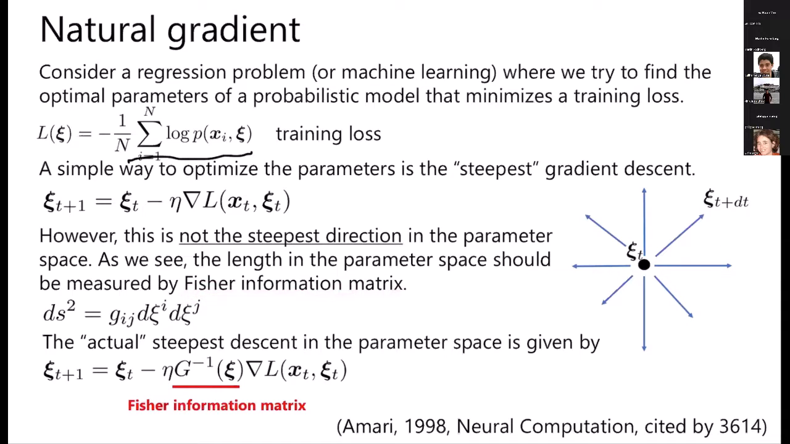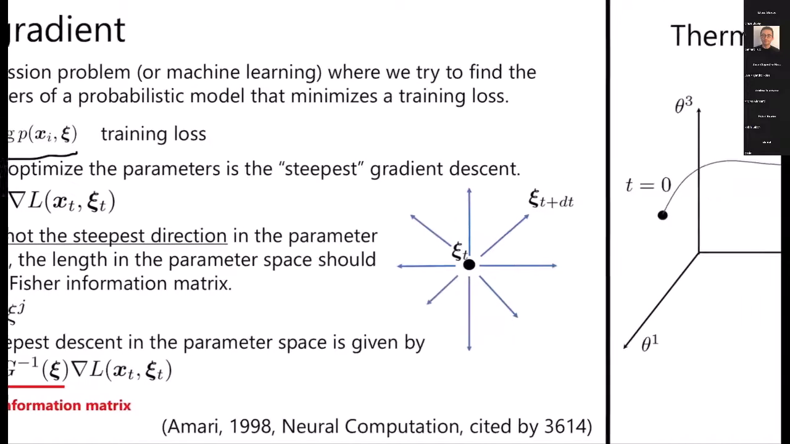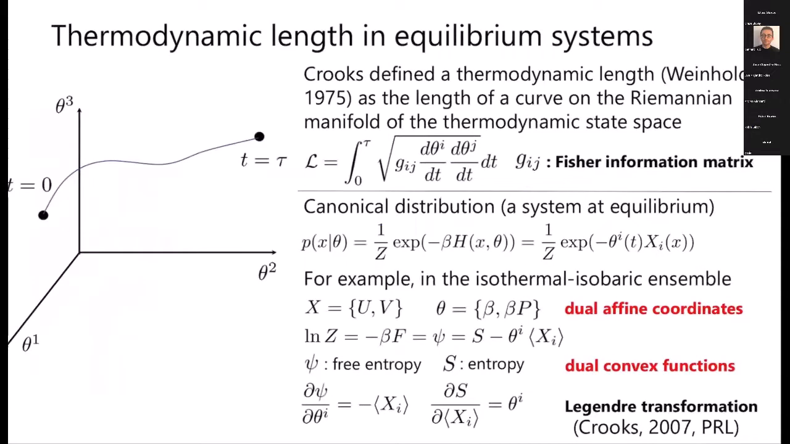And the actual steepest descent in the parameter space is given by something like this. So we need to take the product of the inverse of the Fisher information matrix. That's a very effective correction of the steepest descent method, and it is known that it works better than the usual steepest descent method. And this kind of length in parameter space has some important meaning even in stochastic thermodynamics.